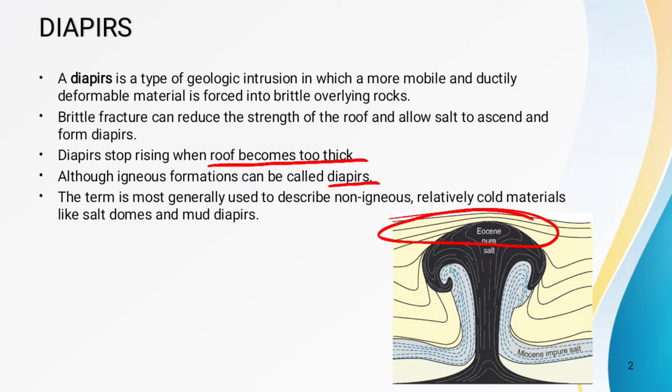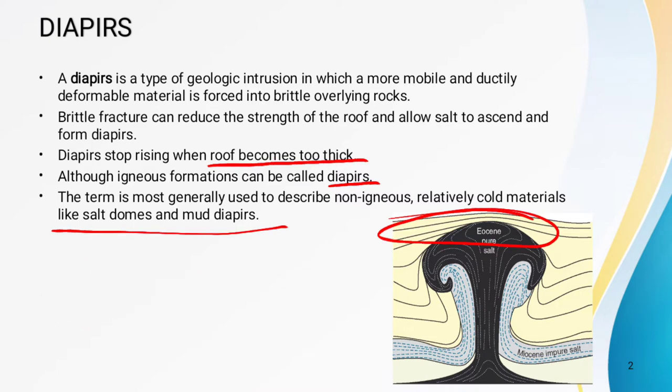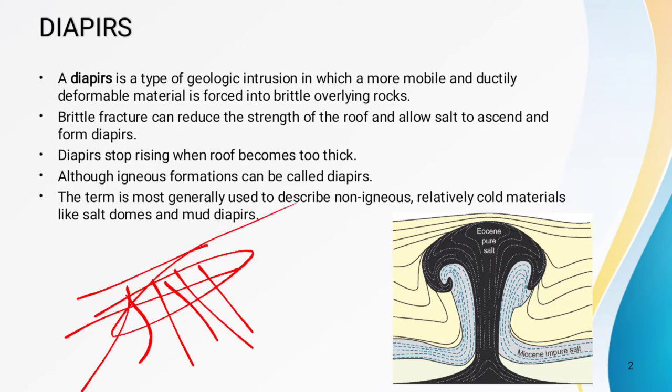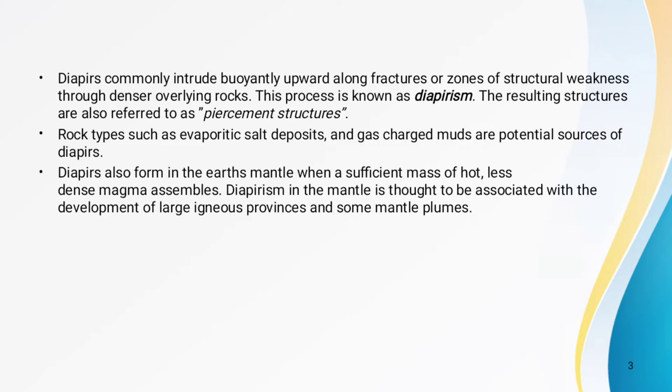Although igneous formations can also be called diapers, the term is usually described for non-igneous relatively cold material like salt domes and mud diapers. In salt domes, the overlying layer is invaded by salt coming from above the fractures present in the overlying rock lithology. Diapers commonly intrude violently upward along fractures or zones of structural weakness through denser overlying rock.